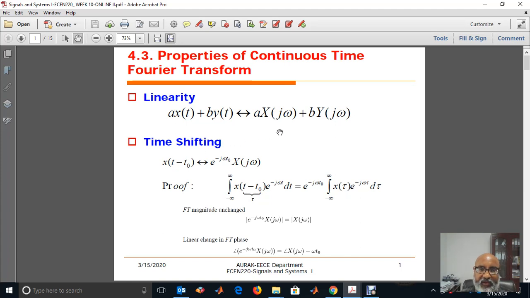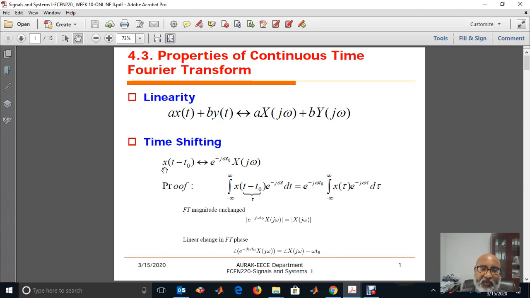Today in this lecture we see some of the properties of continuous time Fourier transform, such as linearity, time shift, convolution, and multiplication properties. For example, here, first one is the linearity property. If I have a signal which is a sum of two signals, a x(t) plus b y(t), this is straightforward. The Fourier transform is a times X(j omega) plus b times Y(j omega).